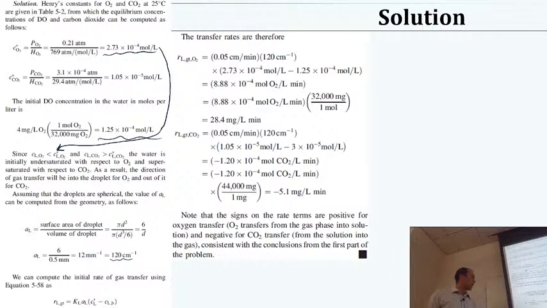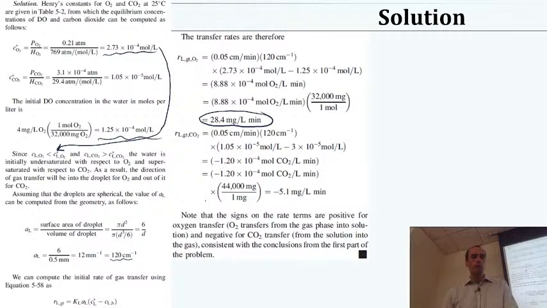Okay, then we can take this rate equation. I drew that up for you, right? The R, this is where we started today. R equals KL times AL times that difference between equilibrated and current concentration. Put in these numbers that we have. We were given the KL, we just calculated the AL, and we just put in the numbers. From there, we would get a rate for oxygen transfer of 28.4 milligrams per liter per minute.